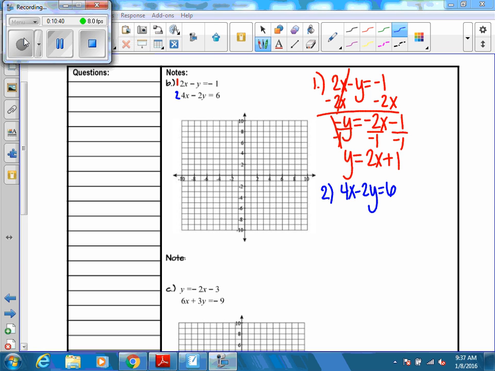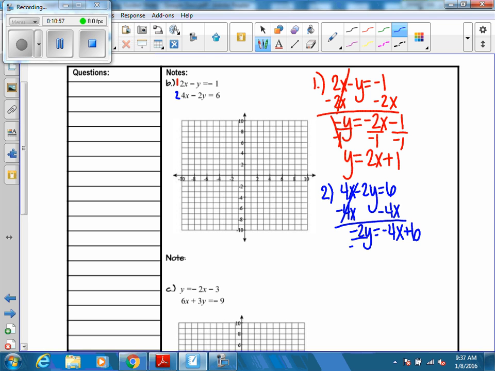So just like I did in the first thing, I'm going to subtract 4x from both sides. 4x minus 4x cancel, that's 0. I'm left with negative 2y equals negative 4x plus 6 because they can't be combined. I need to divide negative 2 on both sides. So I'm going to be left with y equals negative 4 divided by negative 2 is positive 2x. Positive 6 divided by negative 2 is negative 3.